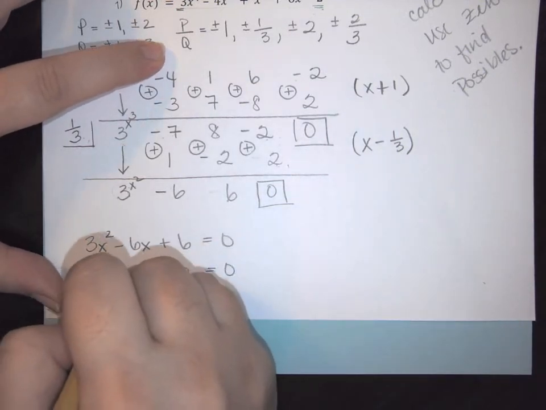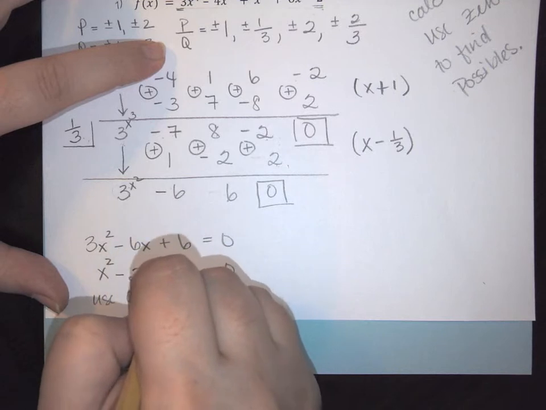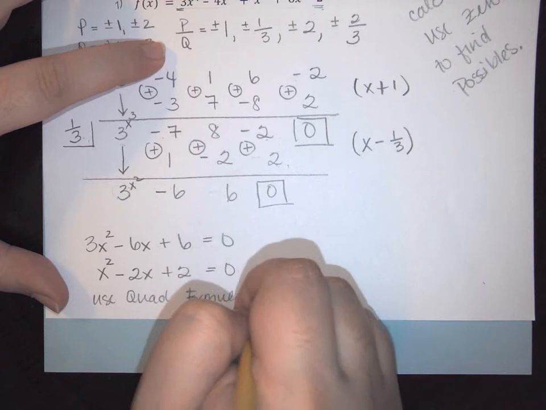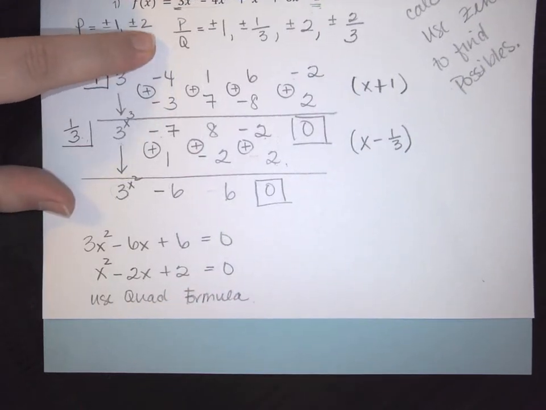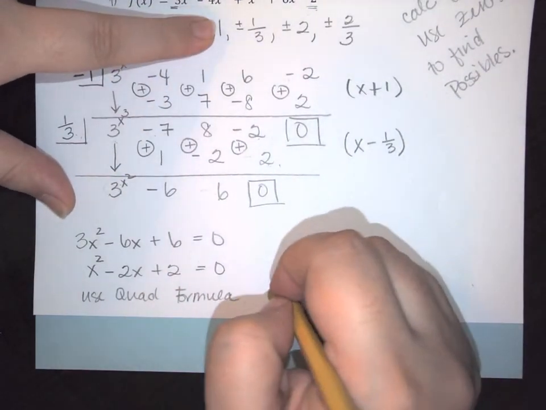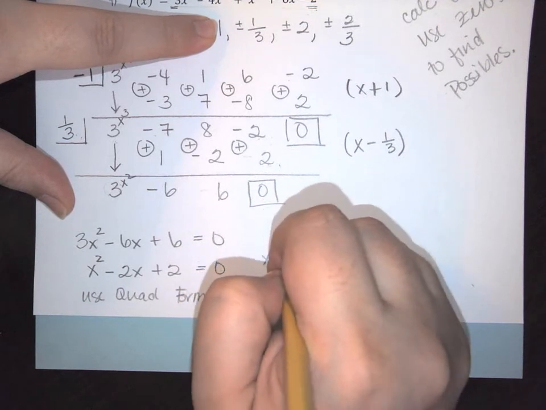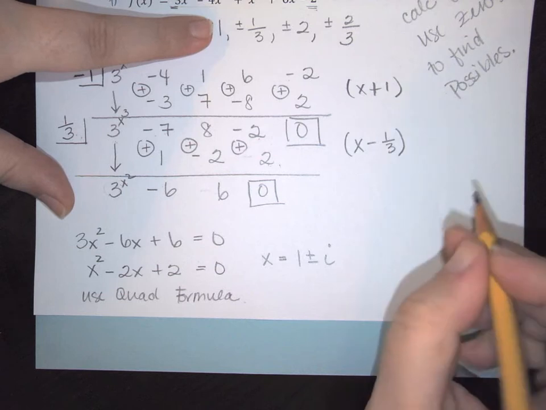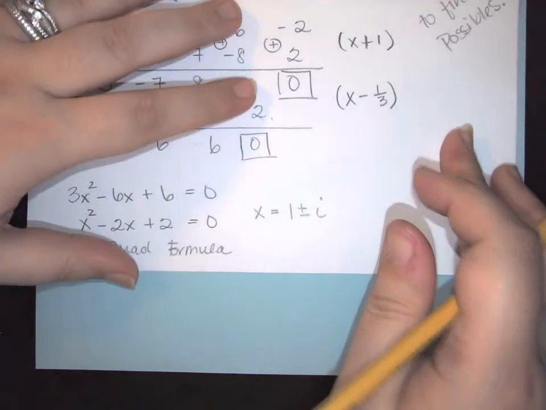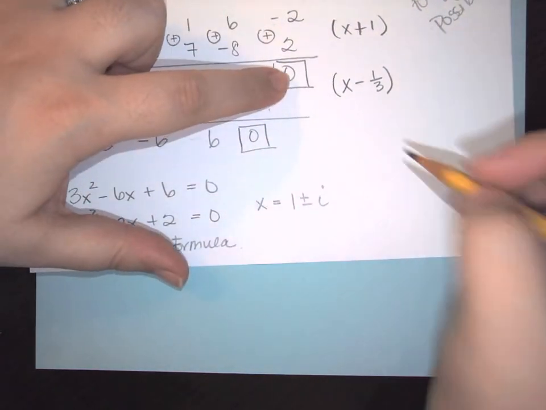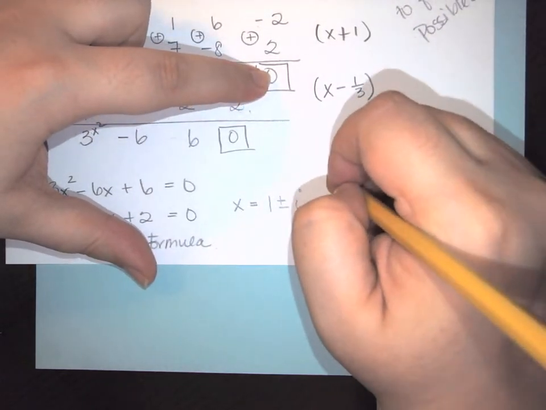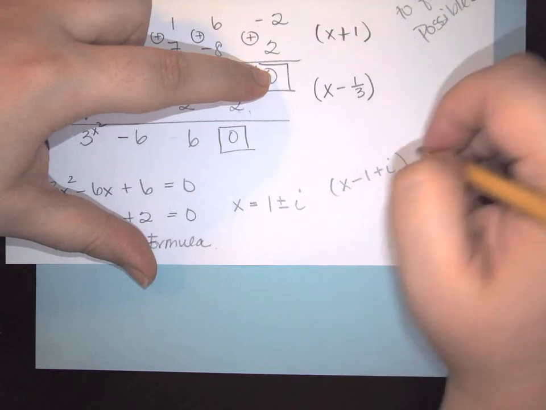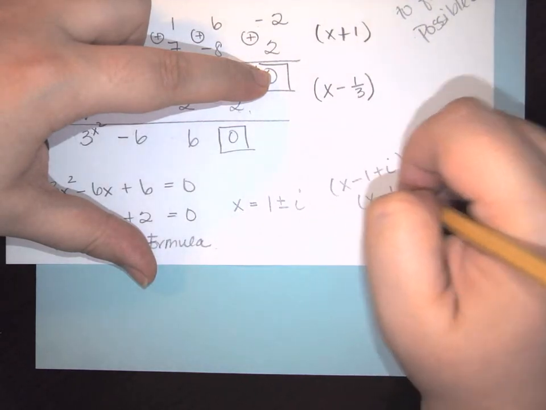You need to use the quadratic formula. And so when you do that, you're going to find out that you have x is equal to 1 plus or minus i. And so therefore that means we have the zeros, x minus 1 plus i and x minus 1 minus i.